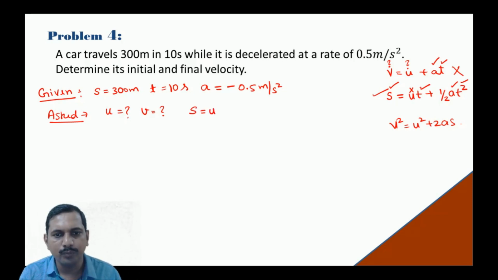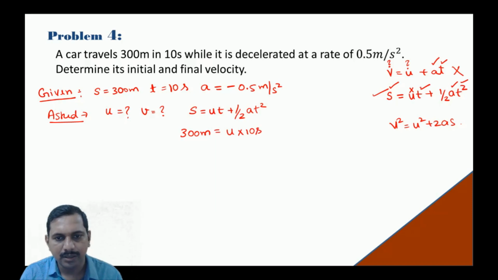Let us go directly to this equation: s = ut + ½at². Let us substitute these things. 300 meters is equal to u, which is not given, times time, which is 10 seconds, plus half into acceleration, which is minus 0.5 meters per second squared, and then time squared, which is 10 seconds.